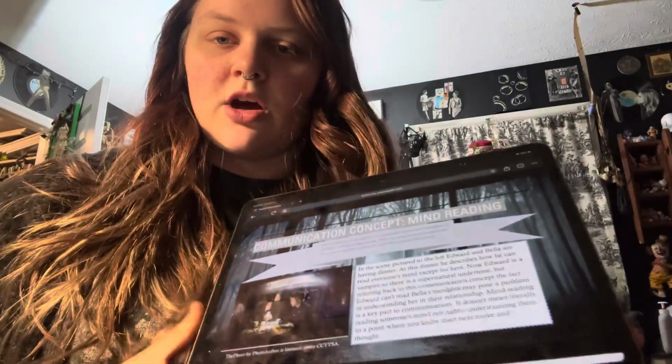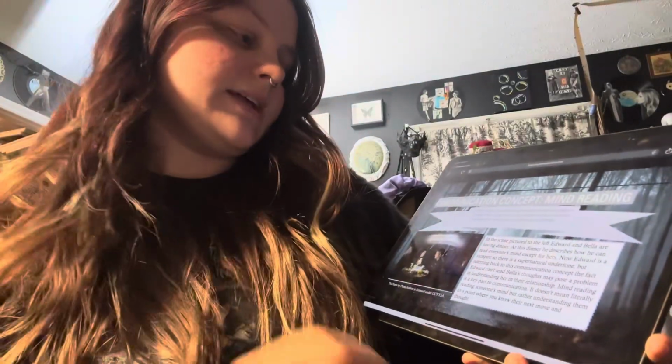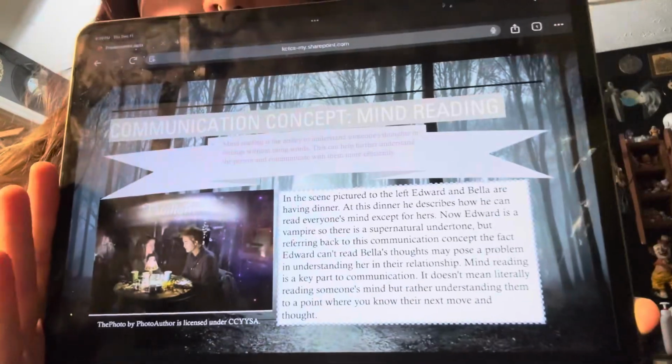The first communication concept is mind reading. Mind reading is the ability to understand someone's thoughts or feelings without using words. This can help further understand the person and communicate with them more efficiently.